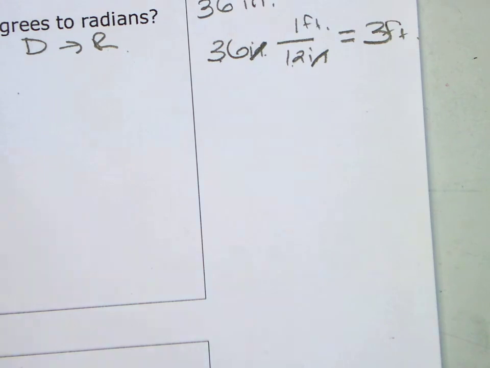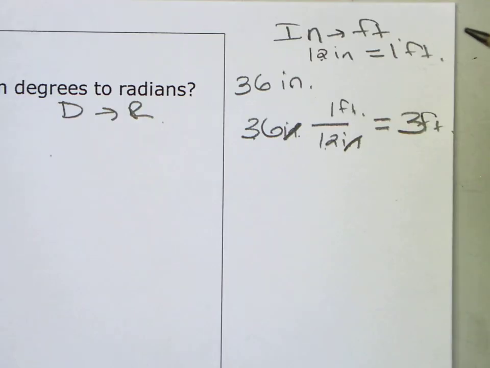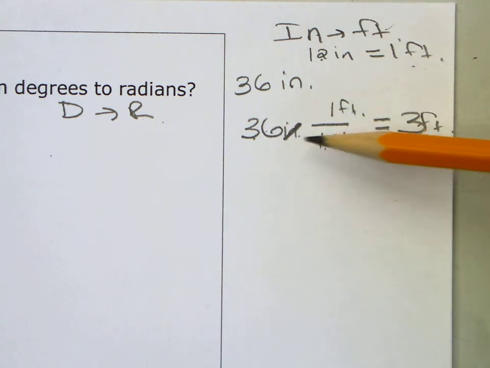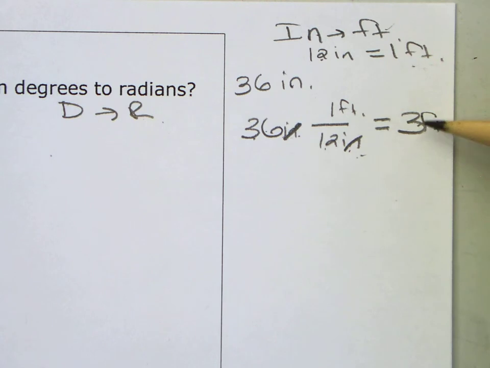So that's what we're going to do here. Same idea. But that would have been helpful if you could see what I was writing, right? So again, inches to feet. It's 12 inches is 1 foot. So I multiply 36 times 1 foot over 12. The inches cancel. Left with 3 feet. We're going to do this, but we're going to use the 180 and the pi.